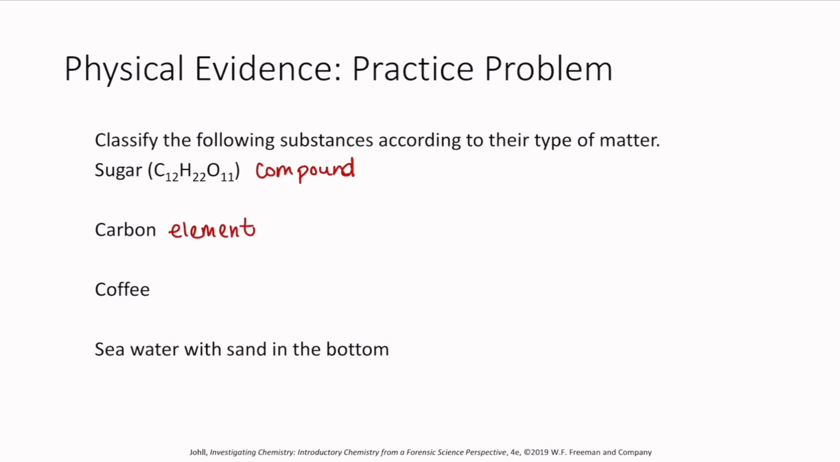Coffee, when you drink your coffee, it is going to have a uniform appearance. It is going to be a homogeneous mixture. And then finally, seawater with sand in the bottom. We have our seawater and we have sand, so that's not going to be a uniform appearance. So it is going to be a heterogeneous mixture. It is important that you can identify different substances with the different type of matter that they are.